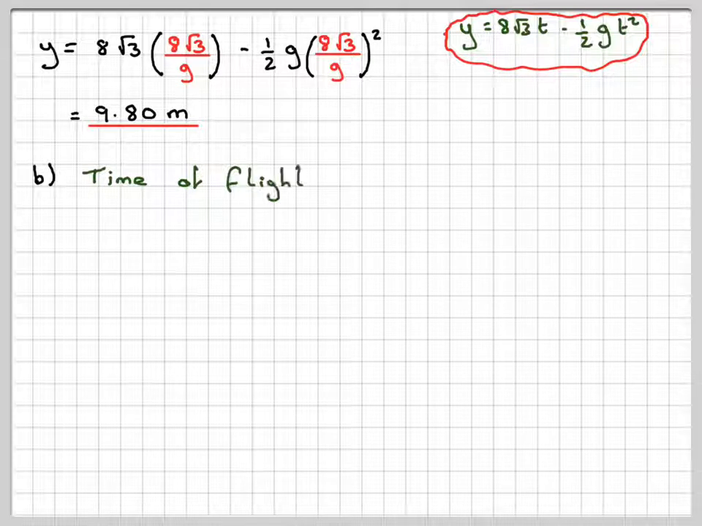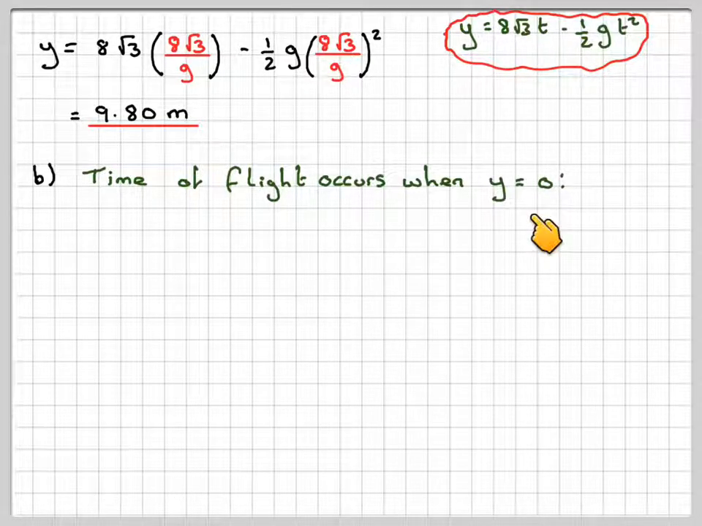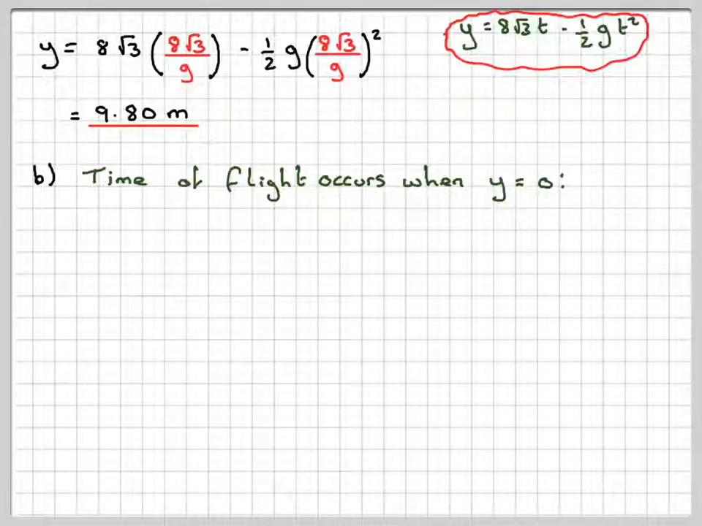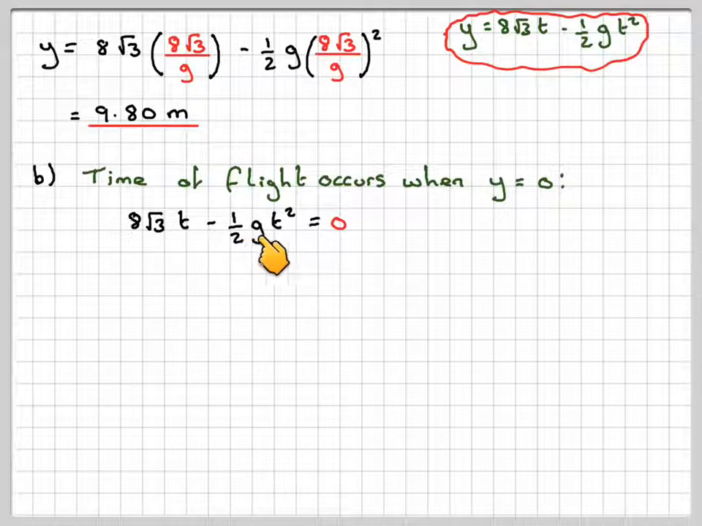Okay, the time of flight occurs when y is equal to 0. So if we move this on here, the actual time of flight will occur when the vertical displacement is 0. You can see it's approximately equal to 0. It's just been rounded off a little bit here. So when the vertical displacement is 0, that will give me the time of flight. So we need to put 8 root 3t minus a half gt squared equal to 0, and solve it.